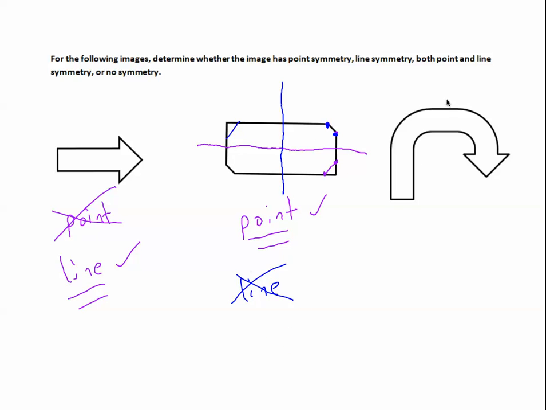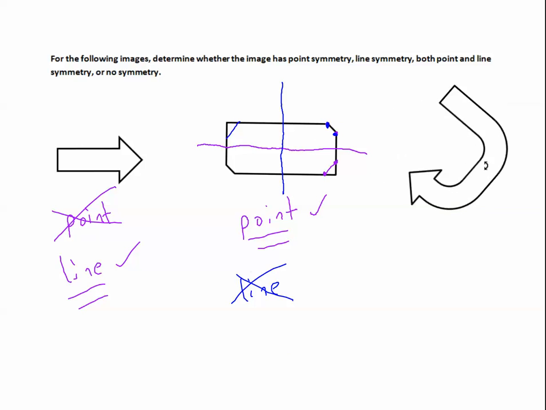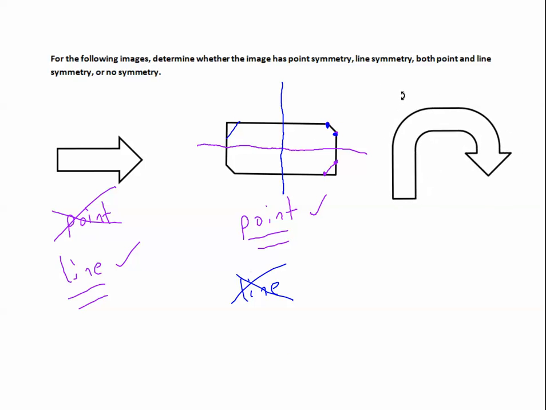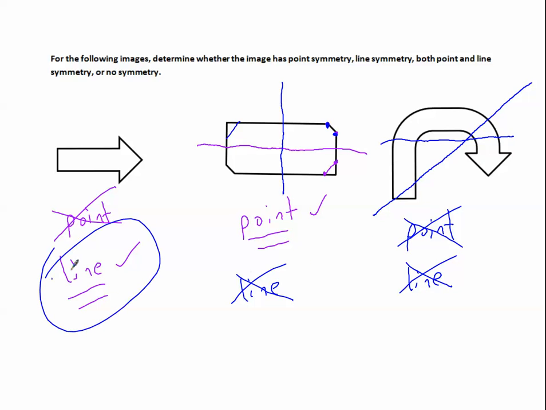And then we've got this goofy looking little arrow, which is facing like this. No matter how you try and rotate it, you're never going to get back to where you started until you do the 360. So you do not have point symmetry. And no matter where you try and draw a line, if you try and draw it here, you don't have the exact same thing above and below. Even if you try and get really clever and do this weird diagonal line, you don't have the same thing on both sides. So this actually has neither symmetry. So line symmetry, point symmetry, and neither.